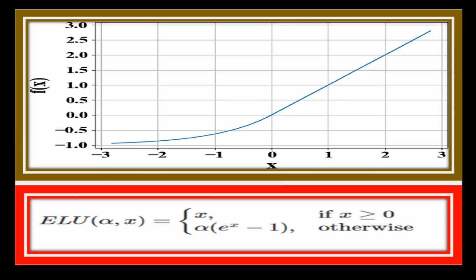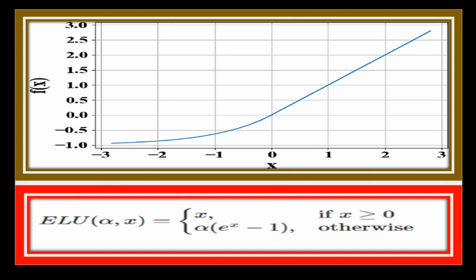Now next comes the exponential linear unit or the ELU. This ELU is similar to the ReLU, but for negative inputs it has a negative slope that helps alleviate the dying ReLU problem. So here, for example, in a neural network for speech recognition, it can be used in hidden layers to learn patterns in audio signals and extract the relevant features.